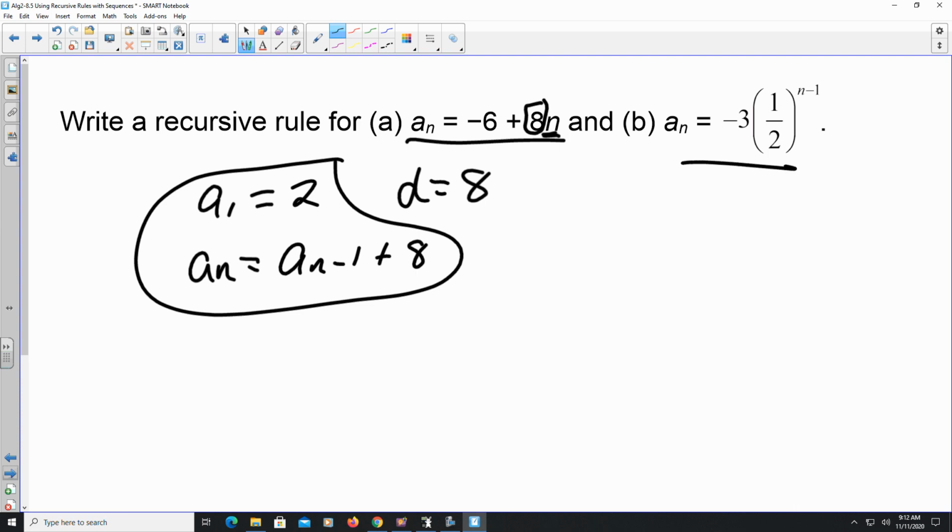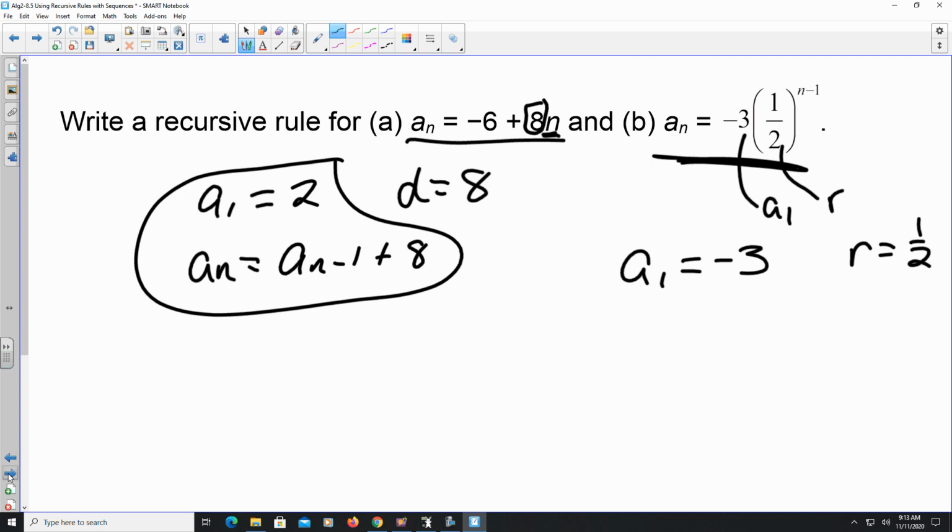Looking at the second example, a sub n is equal to negative 3 times 1/2 raised to the n minus 1 power. What I notice is, this is my a sub 1, and this is my common ratio. So I know that a sub 1 is negative 3 and my common ratio is 1/2. Using the formula for the recursive rule for geometric, a sub n is equal to r, which is 1/2, multiplied by a sub n minus 1.